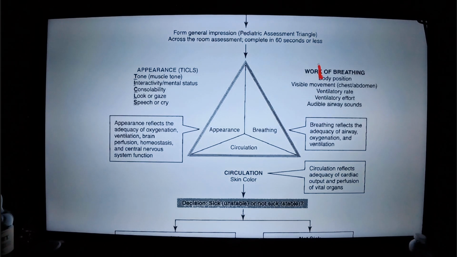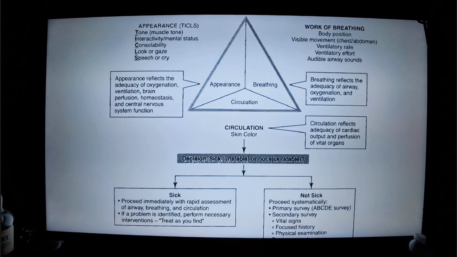All right. So please, please let them know until you're done with this. Then you could continue the assessment. But anyways, airway, breathing, circulation. Breathing: body position, visible movement, ventilatory rate, ventilatory effort. Right. Breathing reflects the adequacy of airway, oxygen, and ventilation. Circulation. Circulation reflects adequacy of cardiac output and perfusion of vital organs.